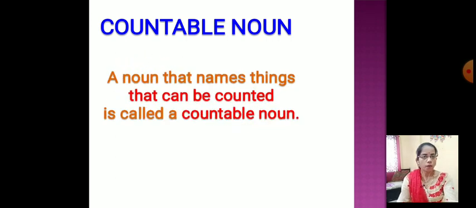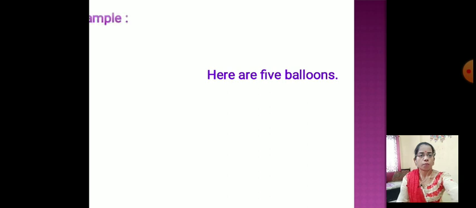See, first one, countable noun. The definition of a countable noun: a noun that names things that can be counted is called a countable noun. The name tells us the proper meaning. Countable means we can count it easily, in numbers like 1, 2, 3, 4. So that is included in the countable noun. Let's see some examples of countable nouns.